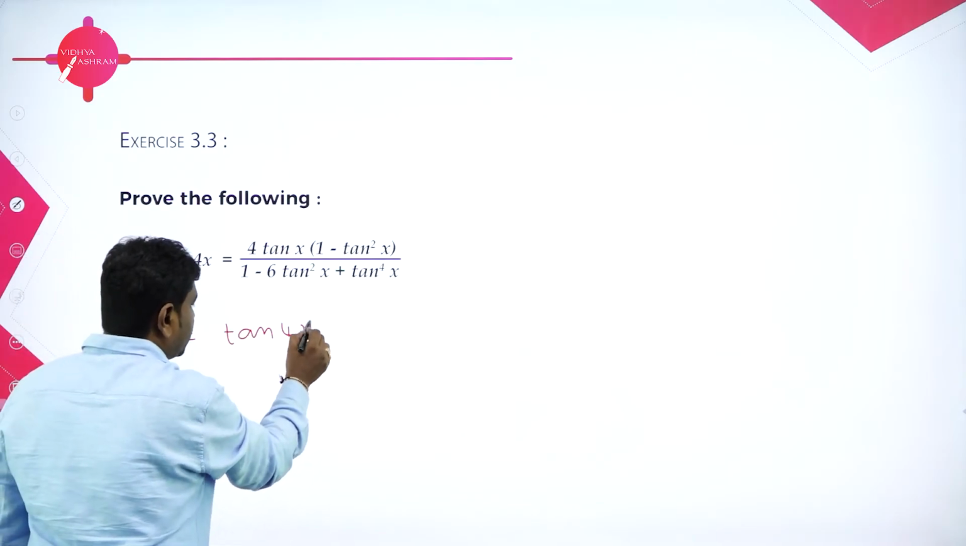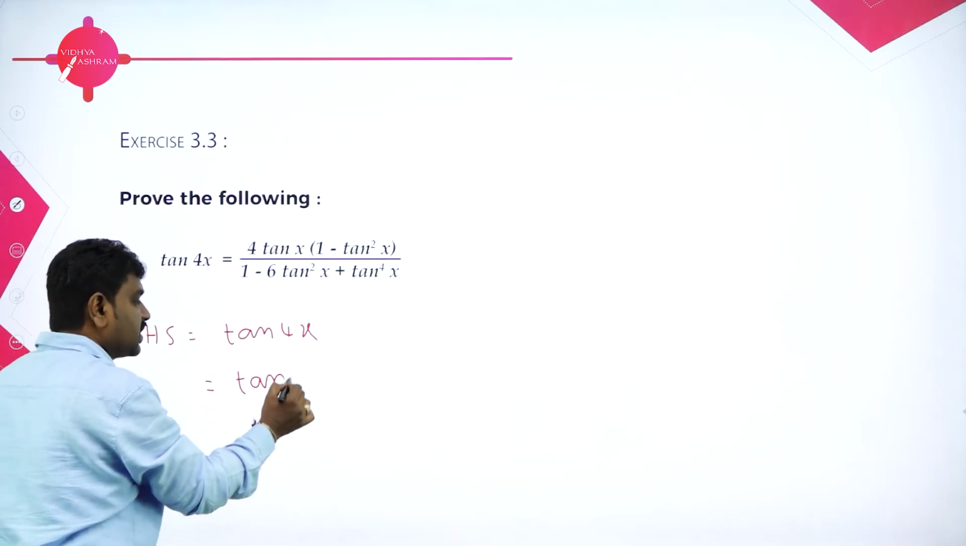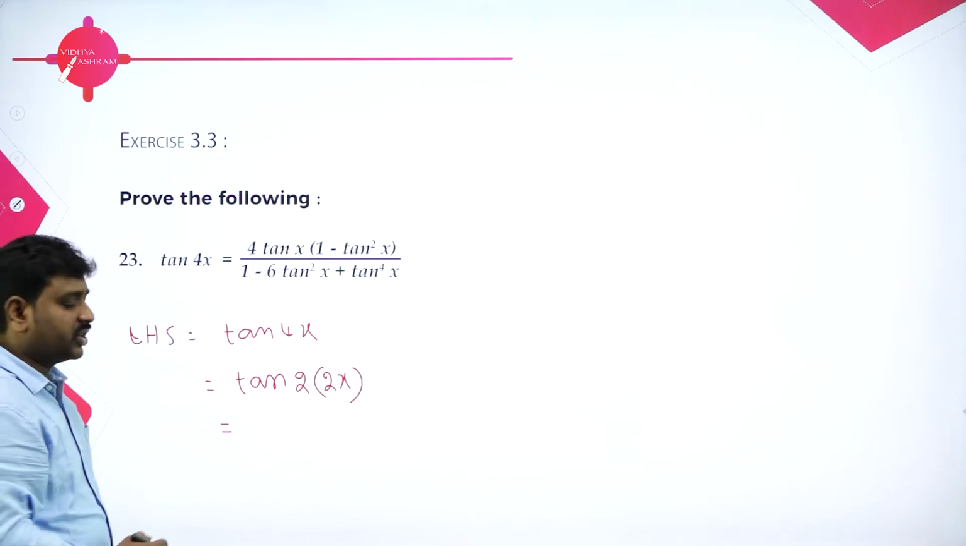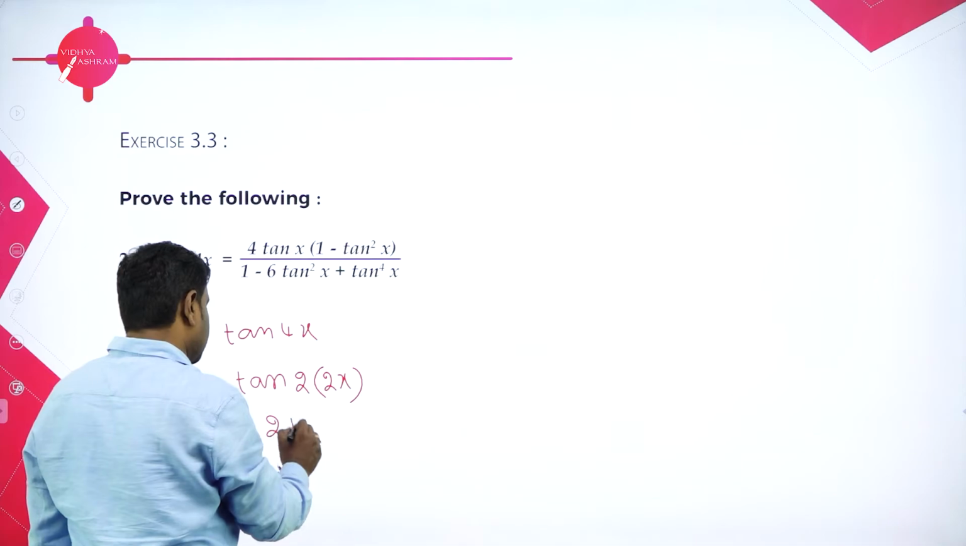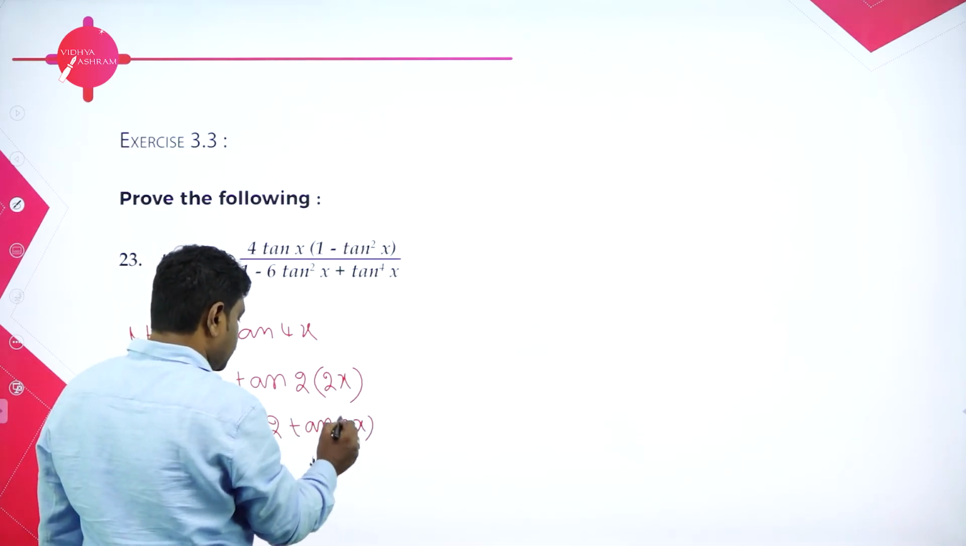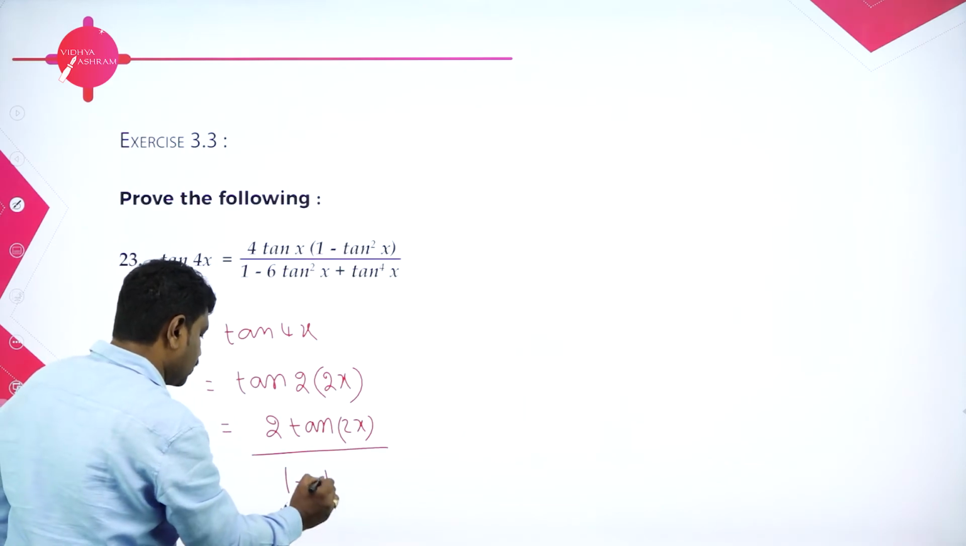You can write tan 4x as what? Multiple angle. Can I write it as tan 2 times 2x? It is tan 2 theta. What is tan 2 theta? 2 tan theta by 1 minus tan square theta. So, we can write 2 tan x, in the place of x, we have 2x divided by 1 minus tan square x.